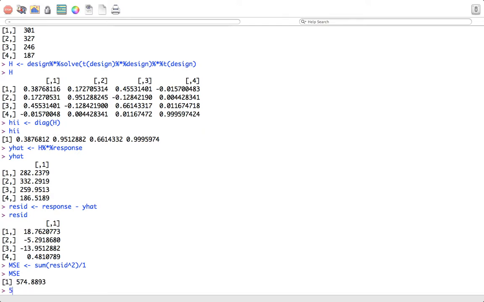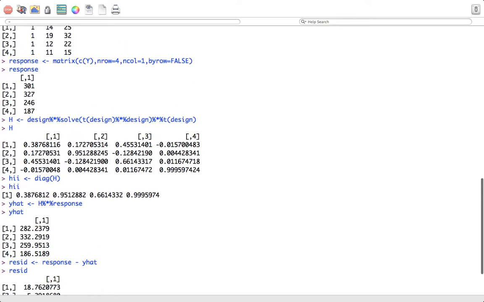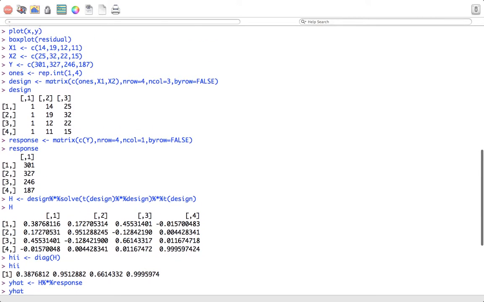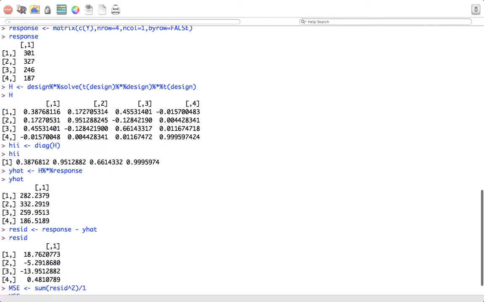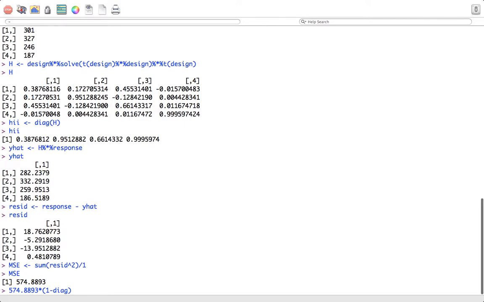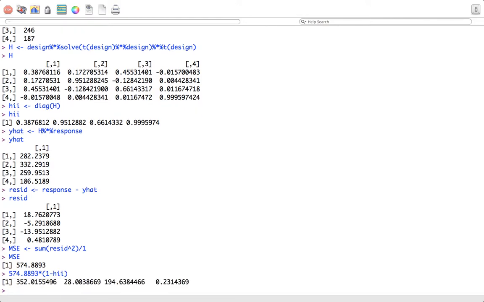So this is going to be 574.8893 times 1 minus the diagonal. And what did I call that? I thought I did, oh, hii. So this is what I get in this case.